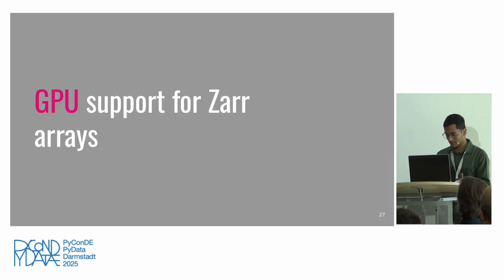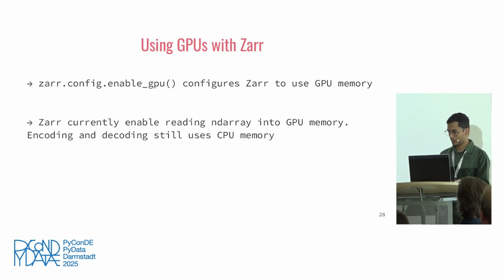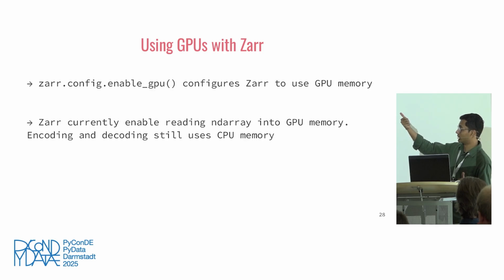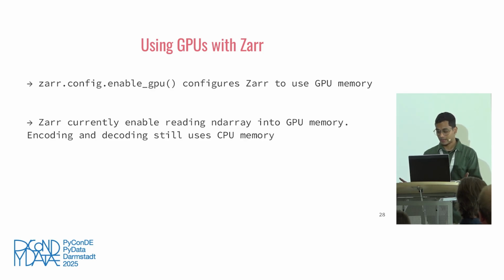And also, we added GPU support for Zarr. So if you are on a system which has a GPU and you want to load the arrays into GPU memory, you can do this by enabling the GPU config. Currently it only reads the array into GPU memory, but the encoding and decoding still happens on the CPU. The next hope is to add codecs which will allow encoding and decoding on GPU memory.